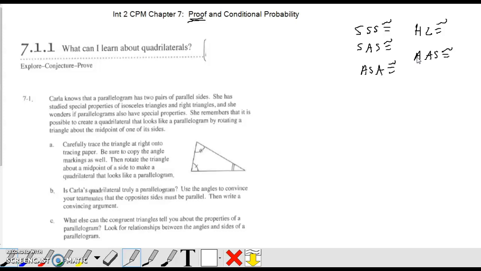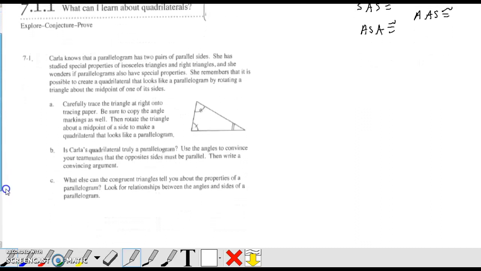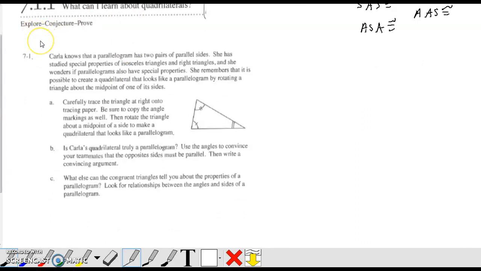We're going to get into something known as a 2-column proof. And so one of the first things we're going to do is talk about quadrilaterals. So let's take a look at this first question. And again, this is just exploring. We're going to come up with a conjecture, which again is just kind of a guess of what we're saying, and then eventually we'll prove it true, or we'll write down our proof.